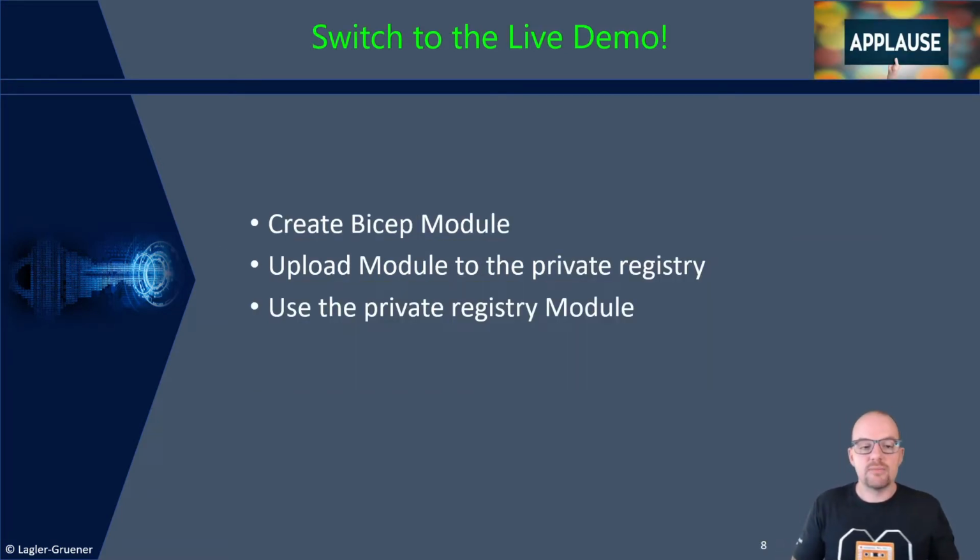What we will do is create the Bicep module. We will upload the Bicep module to the private registry, and then in the main Bicep file we will use the module from the private registry in different ways, with the full path and also with the bicepconfig.json.